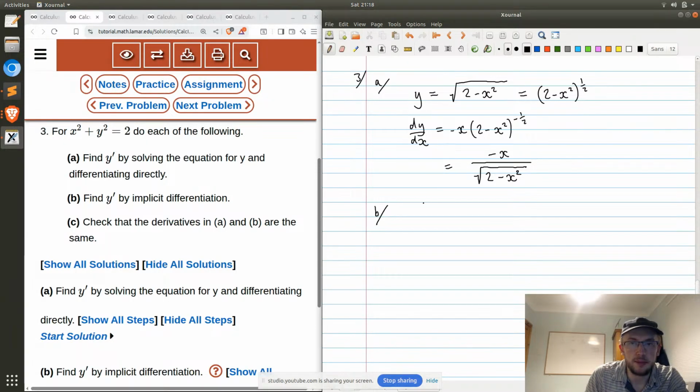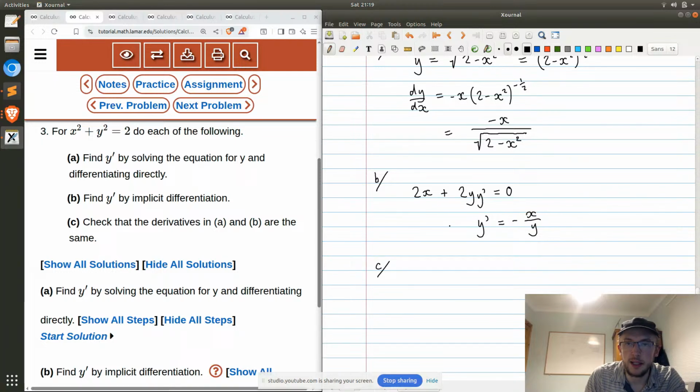And now to differentiate implicitly. So we get 2x plus 2y times y prime equals 0. And then to make y prime the subject, 2y prime equals negative 2x. So y prime equals negative 2x over 2y. So y prime equals negative x over y. Just there like that.